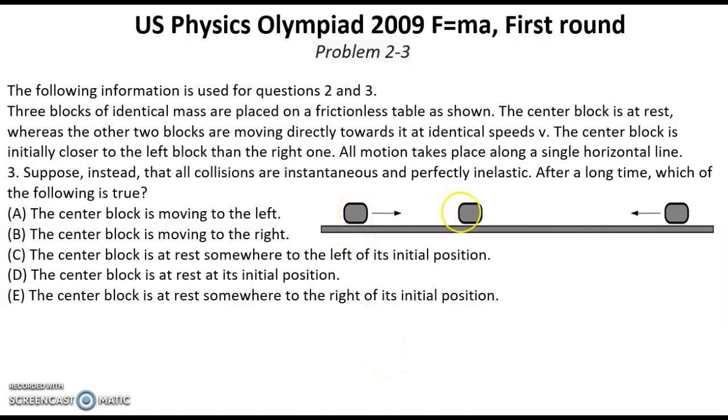First collision will be with the left block and center block. After this collision they start to move to the right, and after that they will collide with the right block somewhere to the right from center block initial position, and they will stop there. So it means that the correct answer is E.